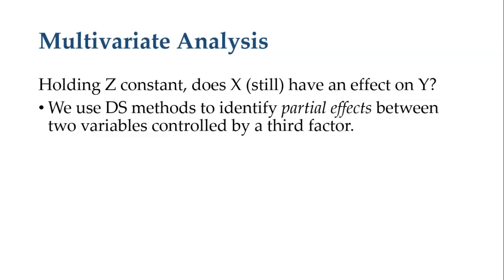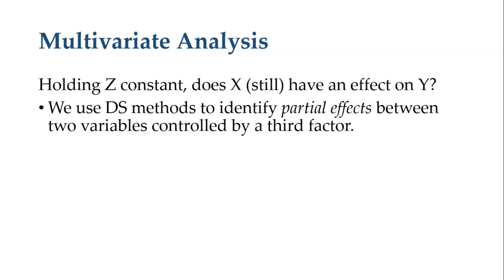Okay, but as I said, we need to move from bivariate analysis to multivariate analysis. In the multivariate analysis, we ask a revised kind of question: what happens in the relationship between x and y once we hold c constant? Does this relationship still work, or is it still in place or not? And this is what we call the partial effects.